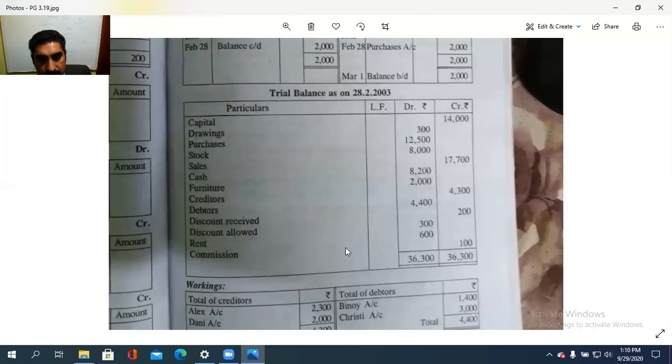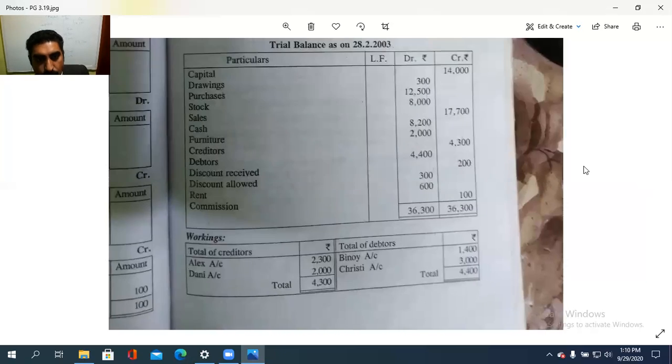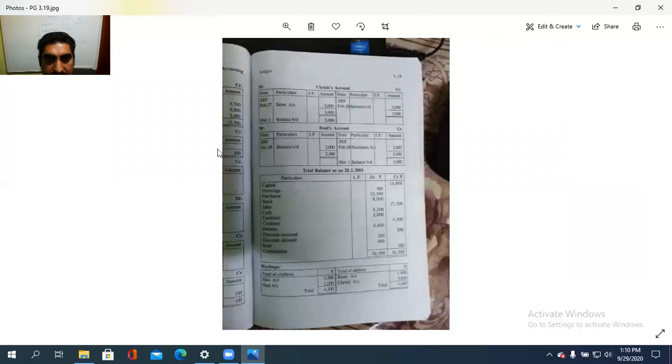So see how much the total is coming. Alex has 2,300 and Danny has 2,000 in the balance, isn't it? We prepared Danny's account also. See, I will show you Danny's account and Christie's account. See Danny's account, purchase account credit to Danny, 2,000 is there. So that 2,000 is coming as this one.